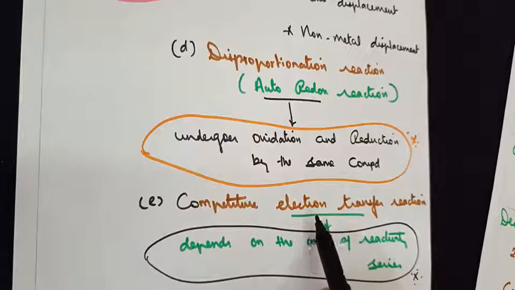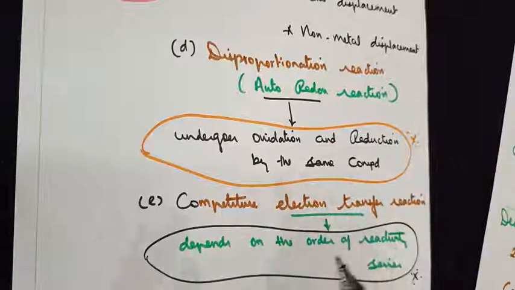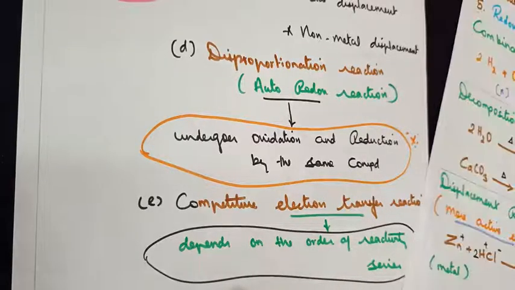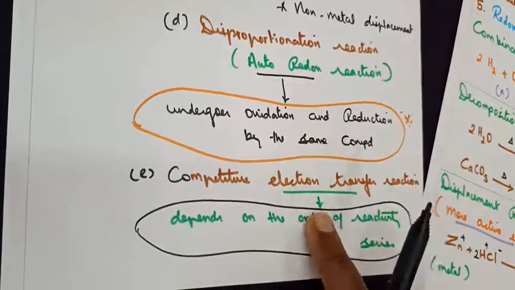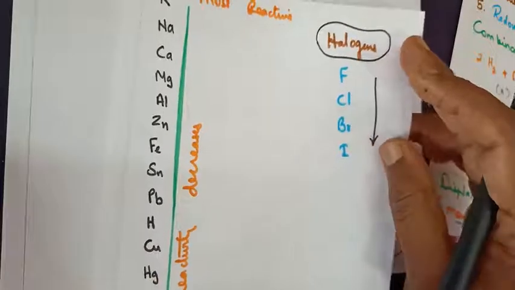The last type of reactions will be competitive electron transfer reaction. What's the meaning of electron transfer here? The transfer of electrons between the compounds is based on the order of the reactivity series. Do you remember this order of reactivity series? When I teach you this category, I will also teach you how to learn this quickly without forgetting.